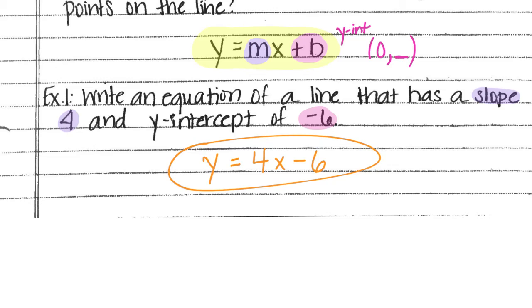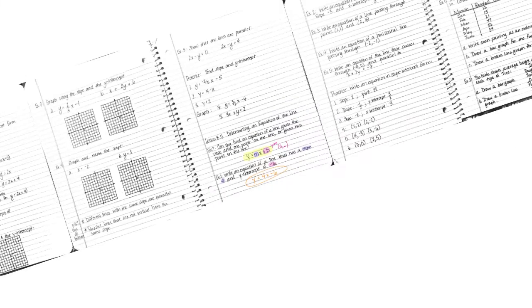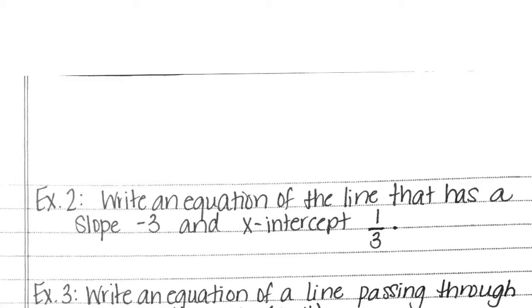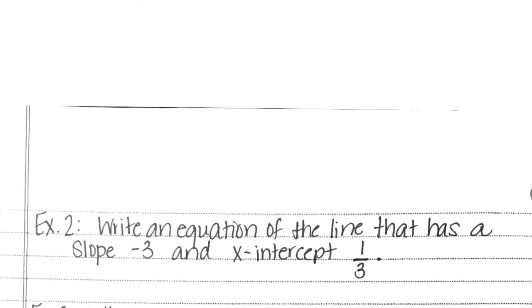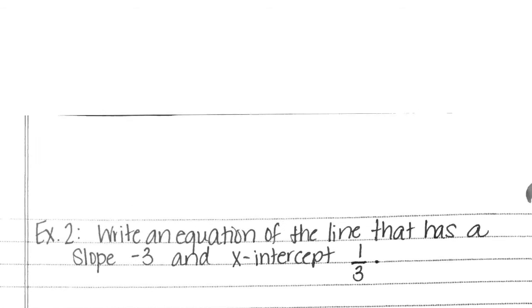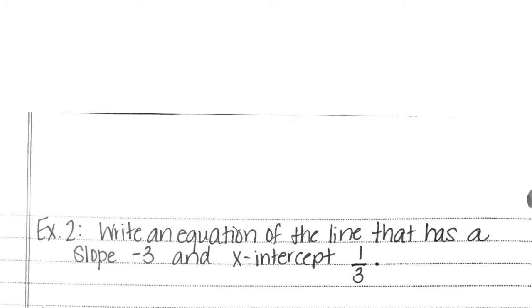Are they all going to be that easy? No. Let's go ahead and look. Write an equation of a line that has a slope of -3 and an x-intercept of 1/3. Well, if the y-intercept is when x is 0, the x-intercept is going to be a point when y is 0. So this one we actually have to do work with.